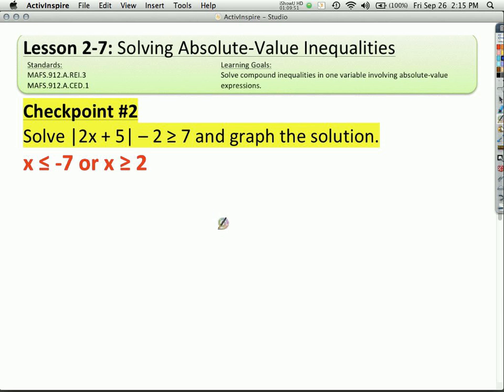Any comments about checkpoint number 2? Seems like most of you, your prediction came true. That's pretty good. David, your question or comment? Hold on. Go ahead. Okay, so I'll come take a look in a moment. All right.